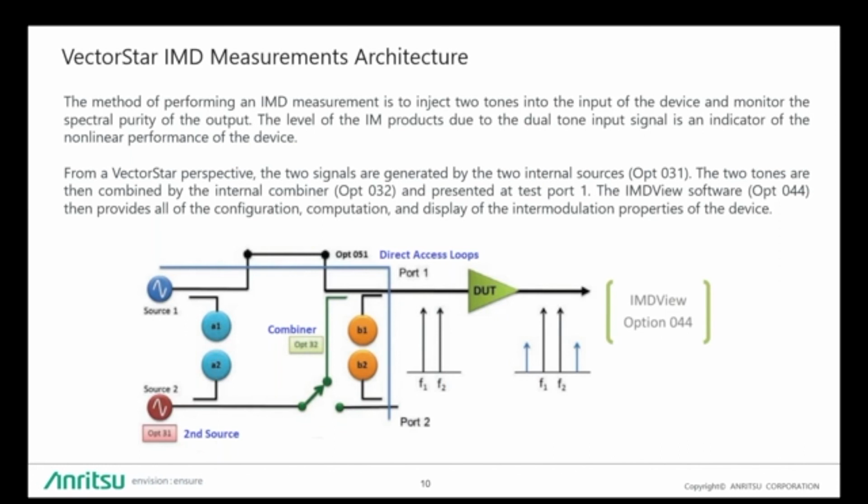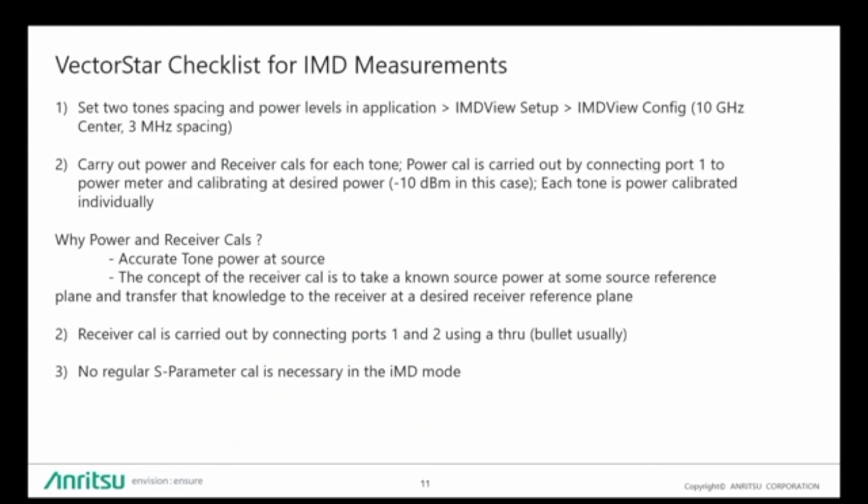What the IMDView software does is provide all of the configuration, computation, and display of the intermodulation properties of the device. You're going to see some plots on the following slide of what you see exactly on the VNA. So that's just a quick checklist of what parameters you set up in the IMDView software. You can set up things like the center frequency of the tones and the spacing. Then, as I mentioned earlier, you carry out power and receiver cals for each tone.